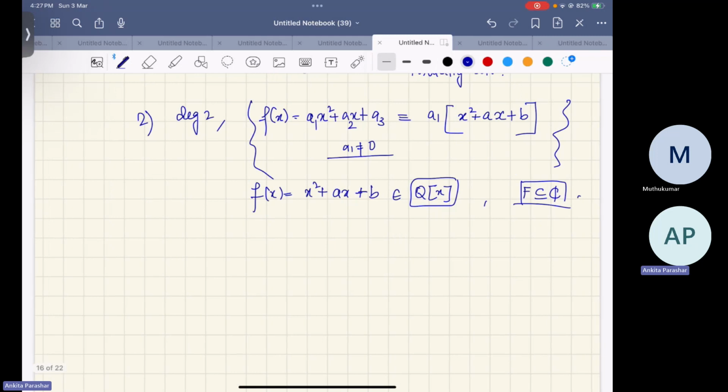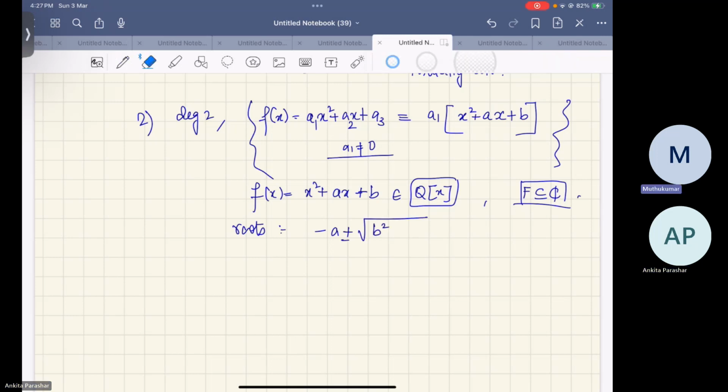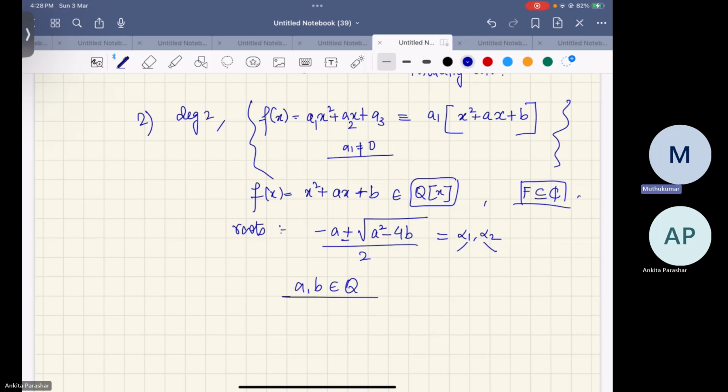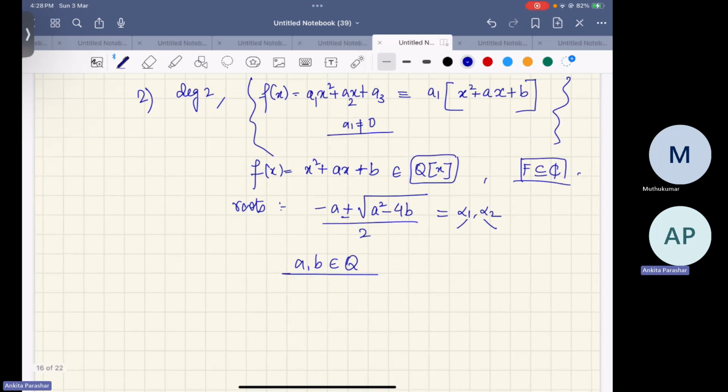Is it solvable? First of all, what are the roots? Minus a plus or minus the root of a squared minus 4b, whole divided by 2. Correct. Now, suppose these are the roots alpha 1 and alpha 2, one is plus, one is minus. Then, how do we say that its roots are solvable? Because a, b are all rational numbers. So the square root of a rational, minus a is another rational, plus or minus sign, division by 2 is rational. Exactly. So we are just using the definition of solvability: if you can write your roots as some combination of plus, minus, multiplication, division by elements of Q or radicals of Q, then it is solvable.